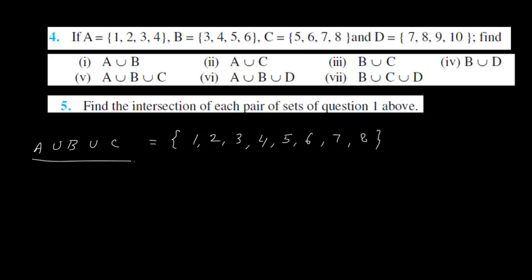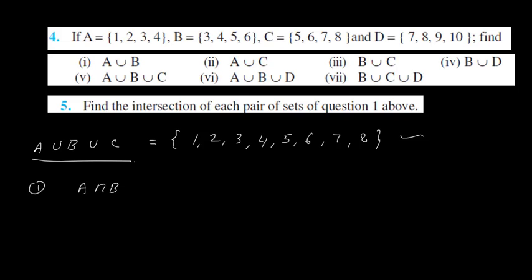Similarly, you can write A union B union D and B union C union D. Okay. So problems are very simple. Fifth problem is find the intersection of each pair of set of question 1 above. Okay. So in question number 5, we have to find the intersection. That means if I see this first question, I have to find A intersection B.